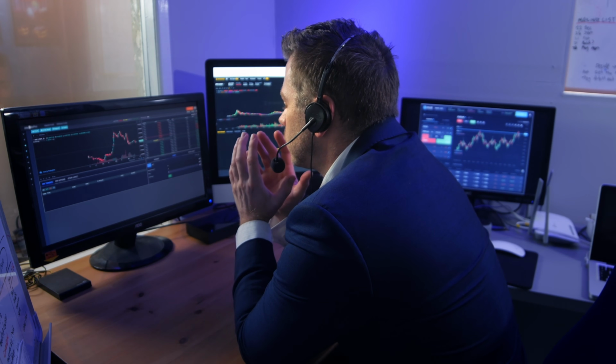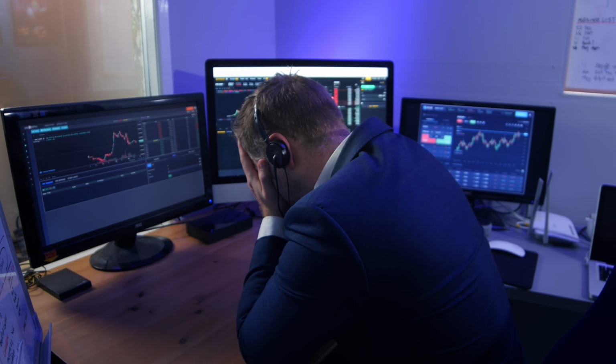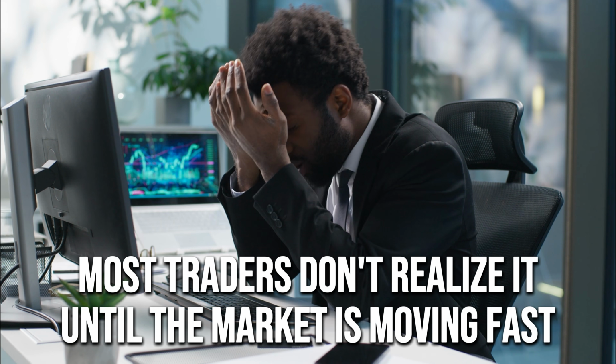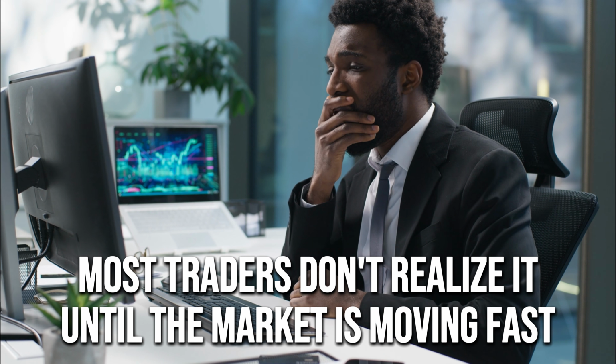And if you've ever watched your charts fall behind during volatility, there's a good chance that your Intel Core i9 or your AMD Ryzen processor is hitting a performance limit. And the frustrating part is most traders don't realize it until the market is moving fast.